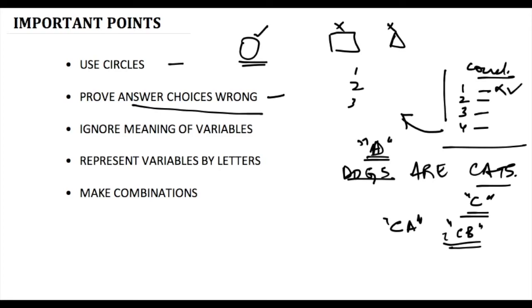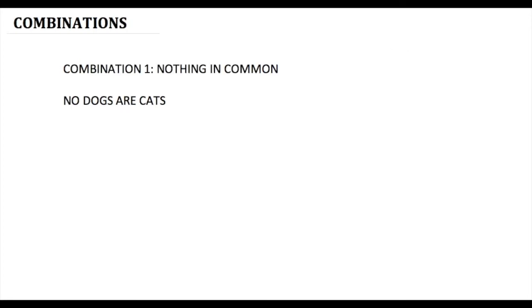This is what I've explained, and make certain combinations. We'll come to four combinations that we can make in order to solve our questions. Let's come to the first combination, when two variables have nothing in common. So the combination is when they have nothing in common. The example is no dogs are cats.